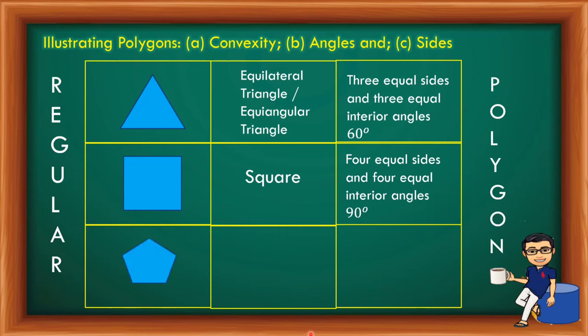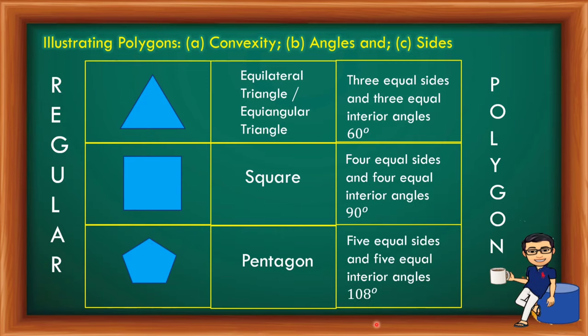Another one, consider this one, ang tawag dyan, pentagon. Kapag lima ang side ng polygon, 1, 2, 3, 4, 5, we call that as pentagon. So, mayroon tayong 5 equal sides, ito yun, 1, 2, 3, 4, 5, then 5 equal interior angles, which is 108 degrees. So, ibig sabihin, 108 degrees ito, 108 degrees din ito, ito din, at saka ito din. And we call that as pentagon.